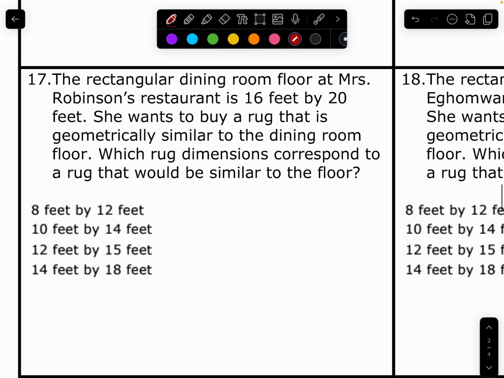17. The rectangular dining room floor at Mrs. Robinson's restaurant is 16 by 20 feet. Which rug dimensions are similar? All right, so 16 by 20 will reduce to 4 to 5. So we're looking for one of these answers that will reduce to 4 over 5.